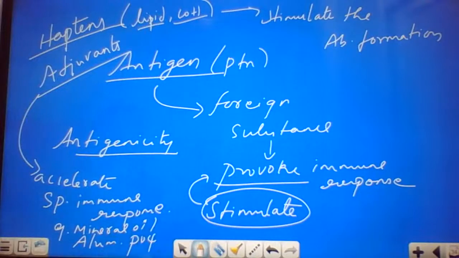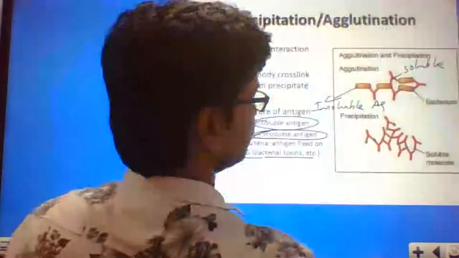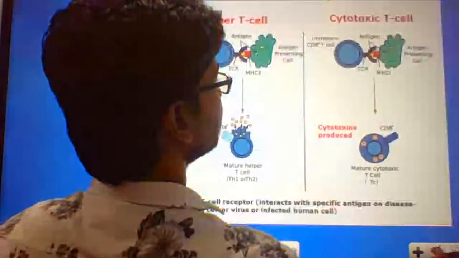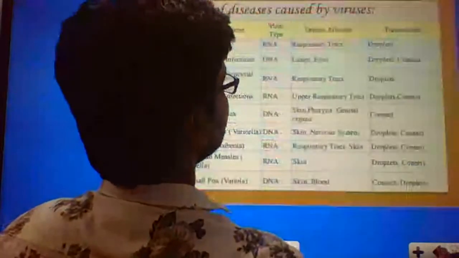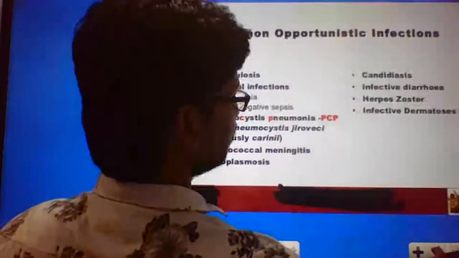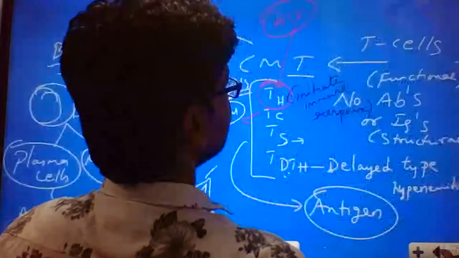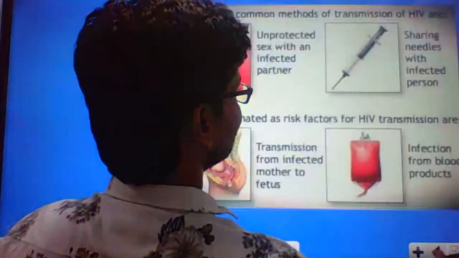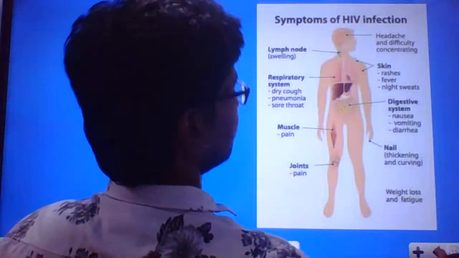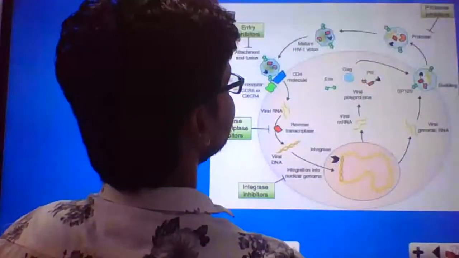Then at last we go with the hypersensitivity reaction. I told you, there are 4 types of hypersensitivity: hypersensitivity 1, hypersensitivity 2, 3 and 4. The first type of hypersensitivity that is given in the textbook is anaphylaxis, anaphylaxis or allergy.